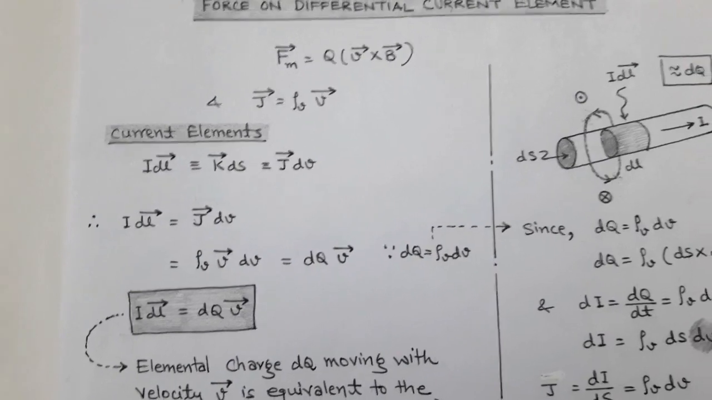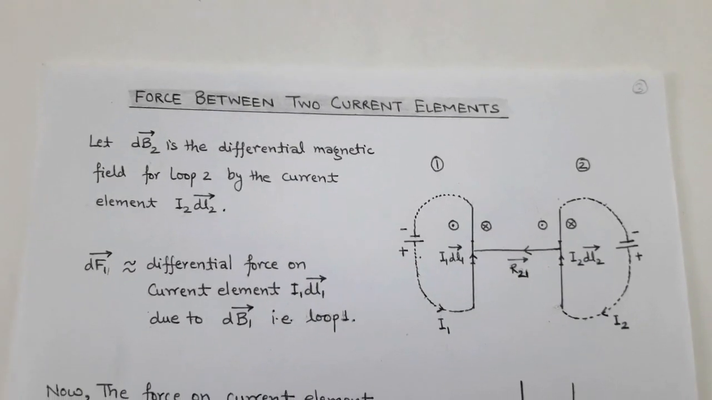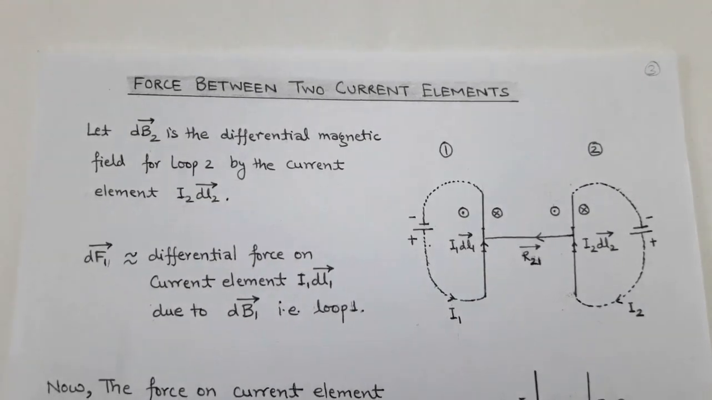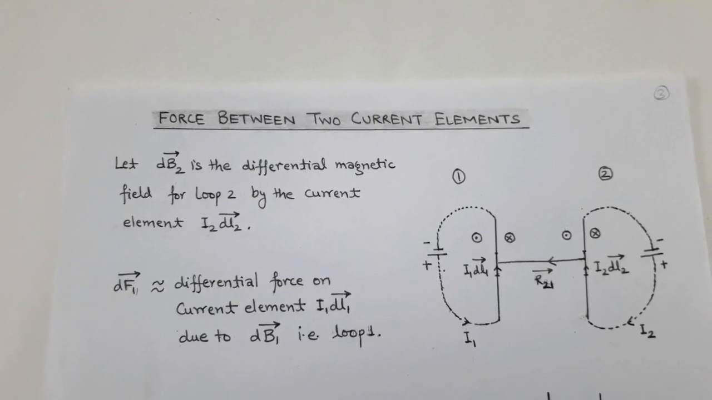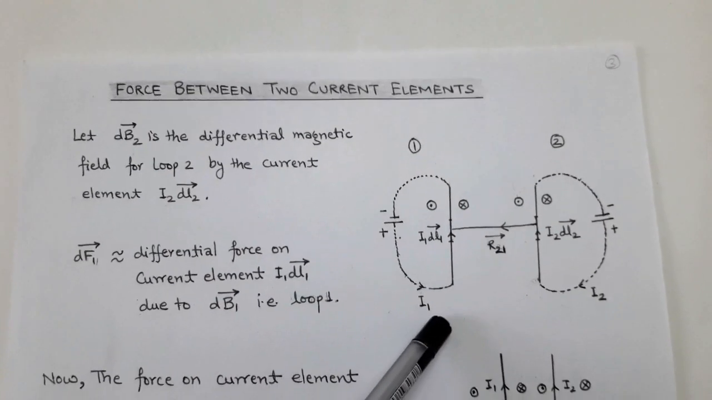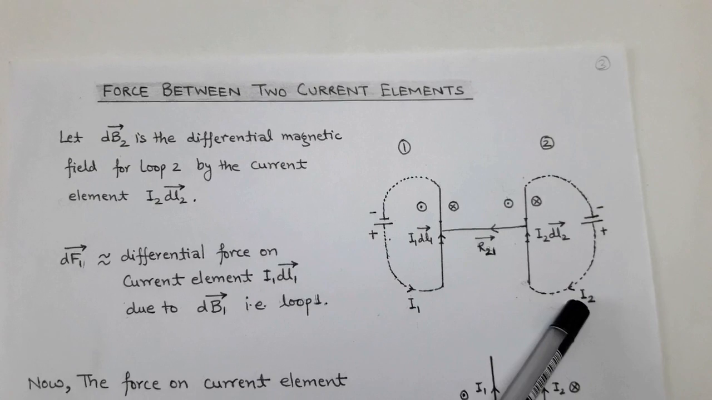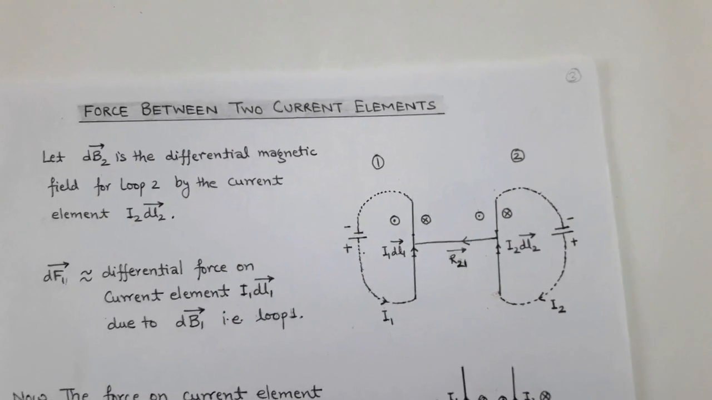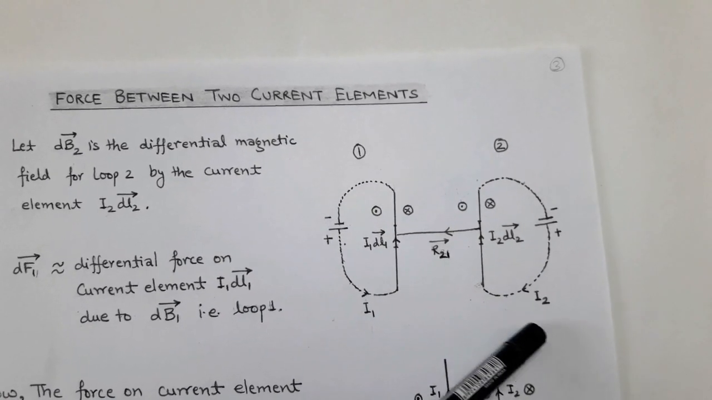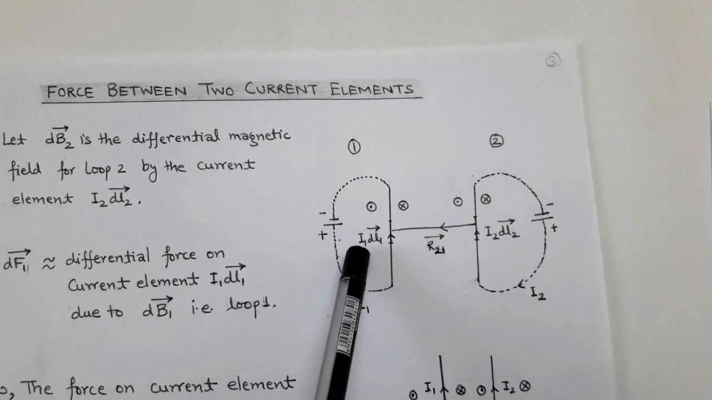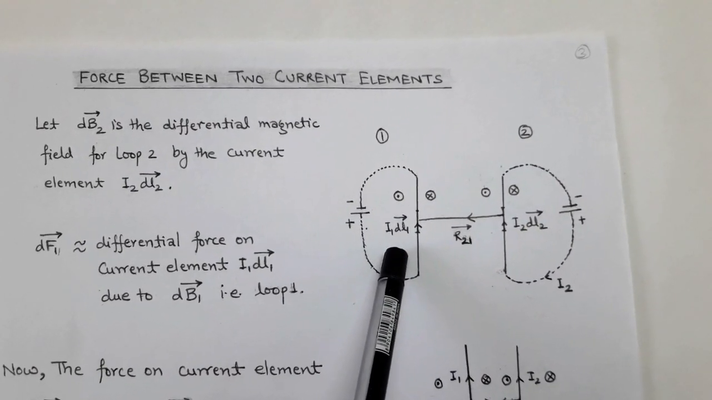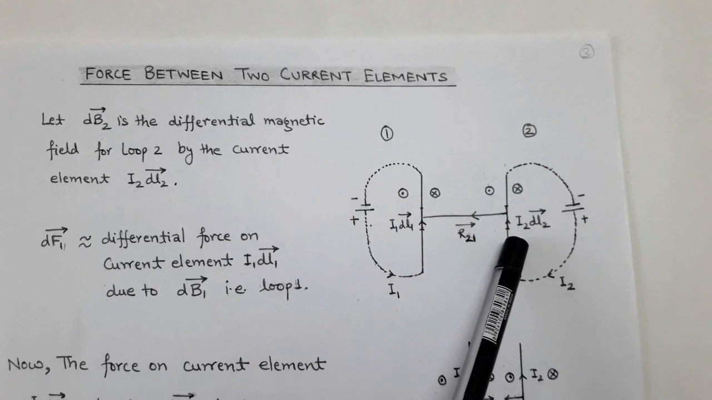And the next, third case to determine the magnetic force, is where we take two current elements. So the topic is force between two current elements. Here we consider two conductors in which two currents are flowing. In the first conductor there is a current I1 flowing in a closed circuit, and in the second loop there is a current I2. Due to this there are two current elements. In the first loop there is a current element I1 dl1 vector, and the current element in the second loop is I2 dl2 vector.